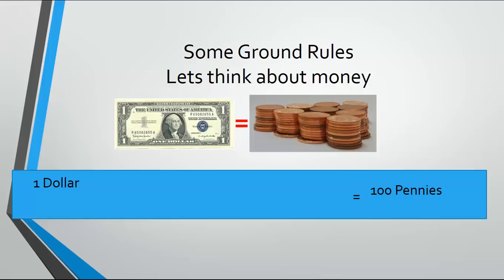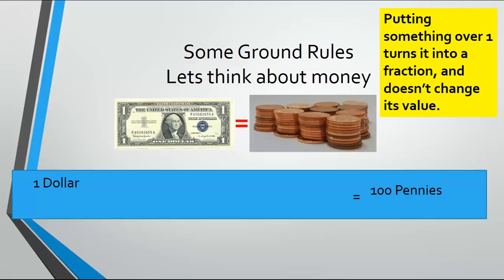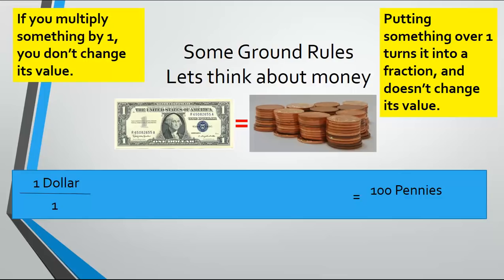So to turn $1 into 100 pennies, first thing that we need to know, some ground rules. If we put something over 1, we turn it into a fraction and it doesn't change the value. So we're going to be operating in fractions for this whole process. So we've got $1 all the way over here on the left. If I put that over 1, it's still a dollar. Anything over 1 is whatever you started with. The next thing that we're going to work from as a ground rule is that if you multiply something by 1, you don't change its value.